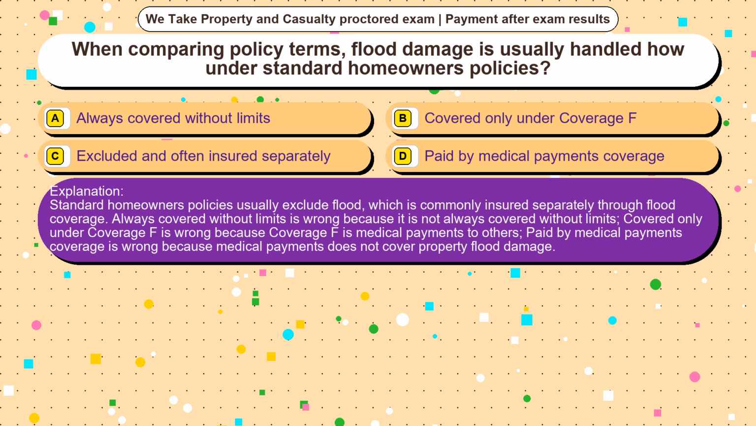Standard homeowners policies usually exclude flood, which is commonly insured separately through flood coverage. Always covered without limits is wrong because it is not always covered without limits. Covered only under coverage F is wrong because coverage F is medical payments to others. Paid by medical payments coverage is wrong because medical payments does not cover property flood damage.